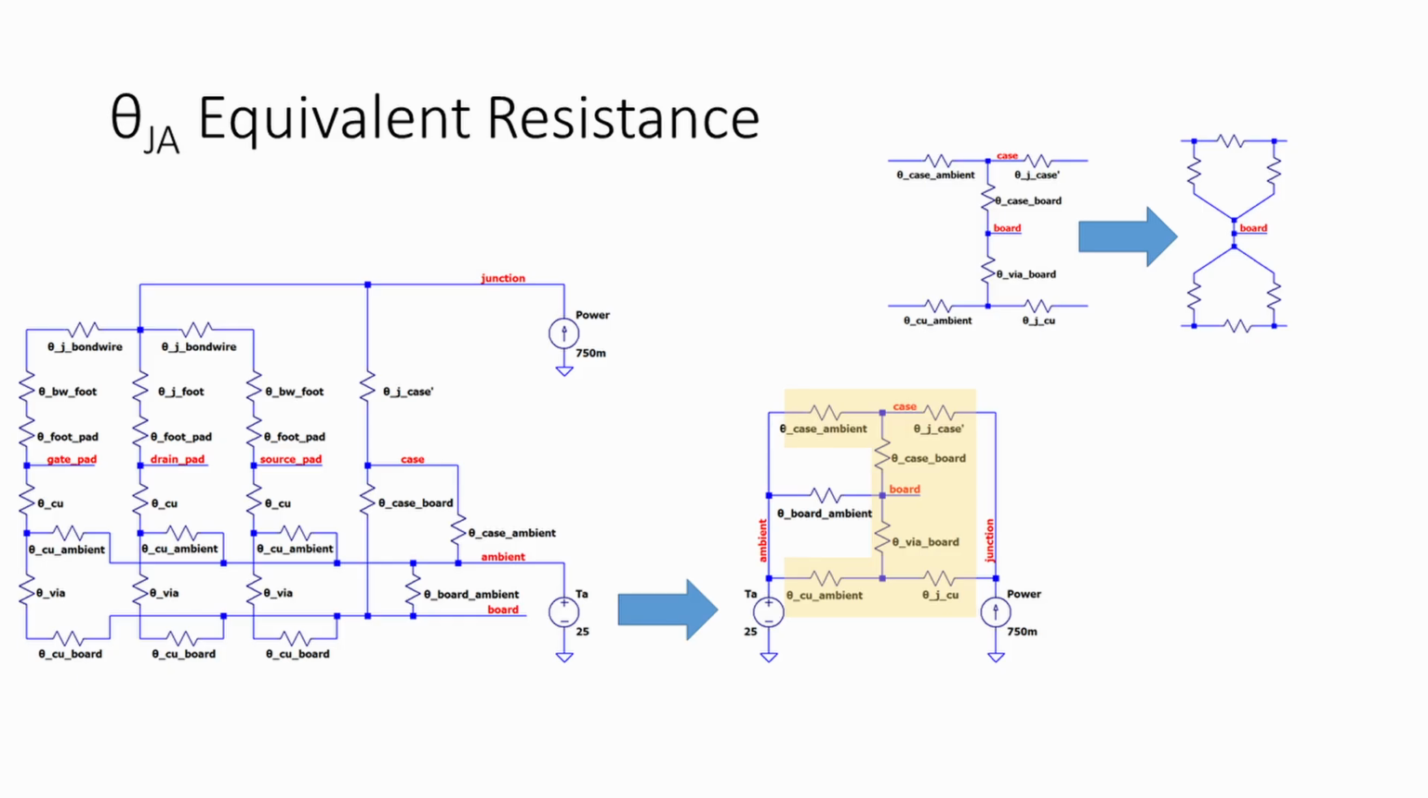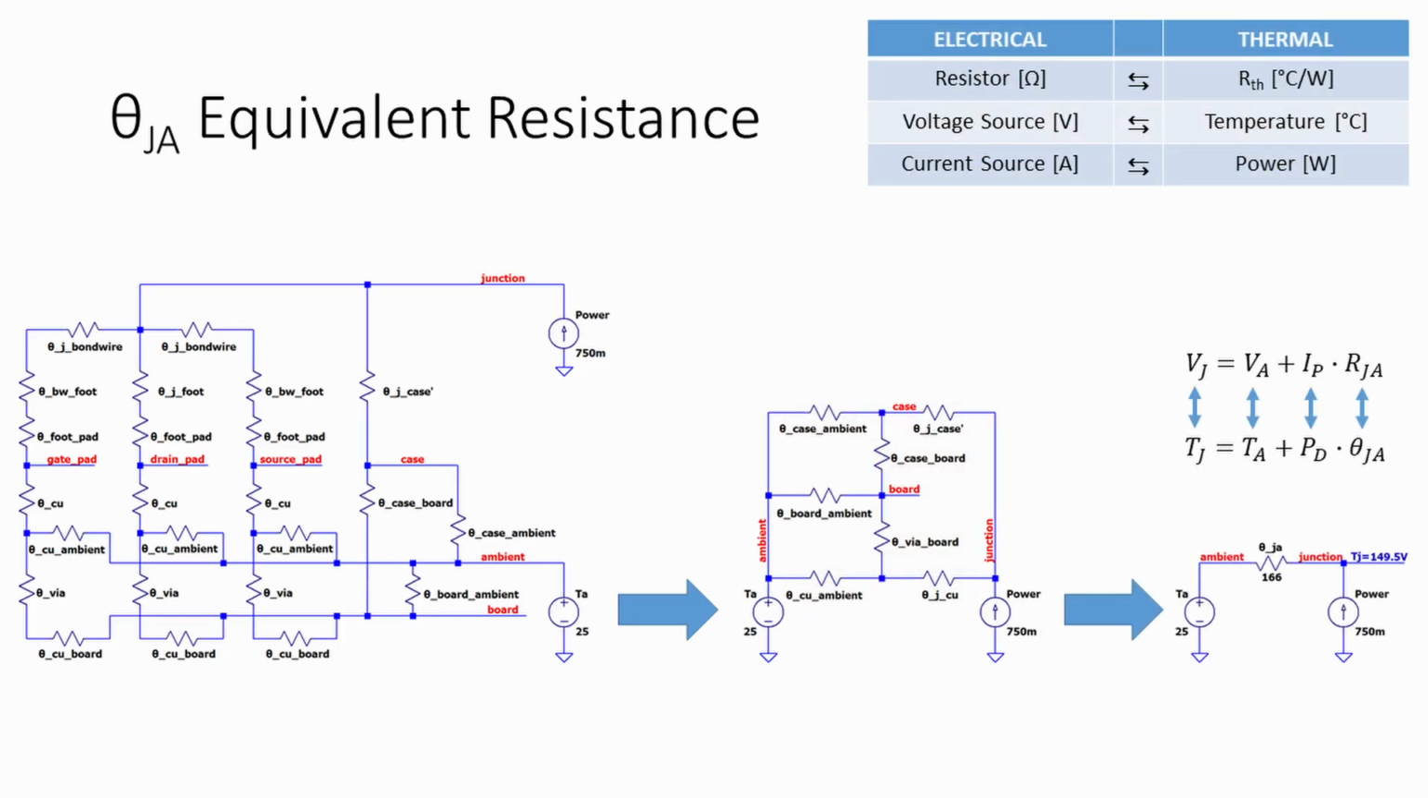The other approach is to use two star to delta transformations. This is definitely more involved, but would get you an exact solution if the thermal resistance values were available. Regardless of which simplification method is used, the idea here is that the complex resistive network can be simplified into a single thermal resistance, which is the theta JA provided in the datasheet.